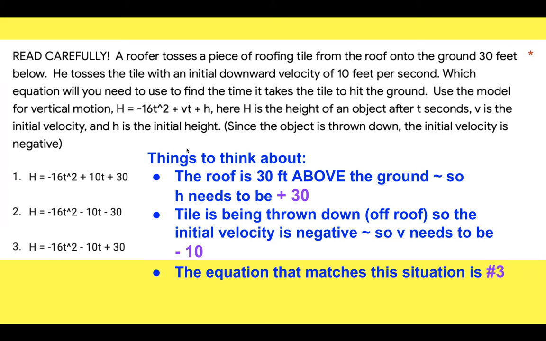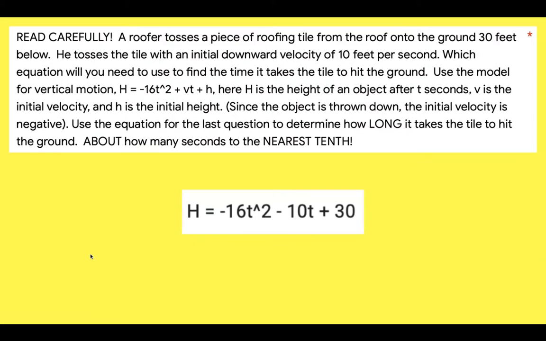Some things you need to think about. First, always read the entire story problem so you know what each variable represents. The roof is 30 feet above the ground, so h needs to be a positive 30. The tile is being thrown down off the roof, so the initial velocity needs to be negative 10. Therefore, the equation that would match the story situation is number 3.